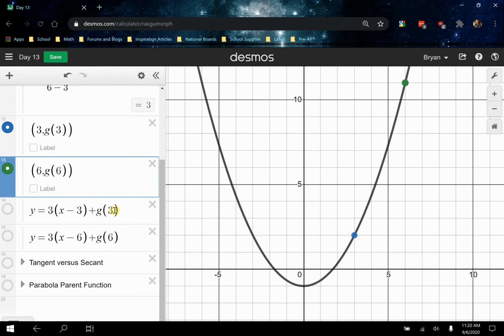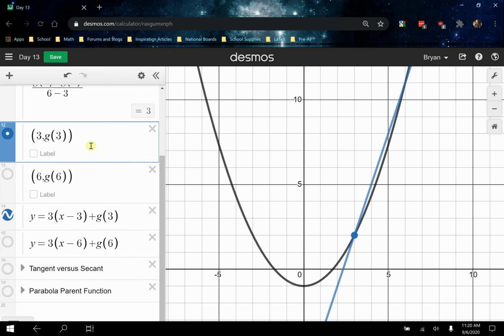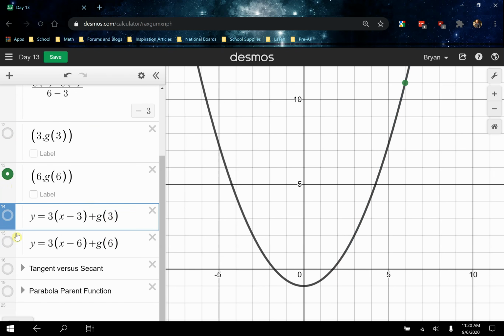Well, there's two ways in HK form we could do that. We could use the point 3 comma s of 3, right, which is this blue point right here. I'll leave that on. And if you look at the secant line, that's the secant line which passed through that blue point, right? Well, it of course passes through the other point as well, but it uses the blue point to create the equation. If you wanted to use the green point to create the equation, you could. It would just be 6 comma s of 6.